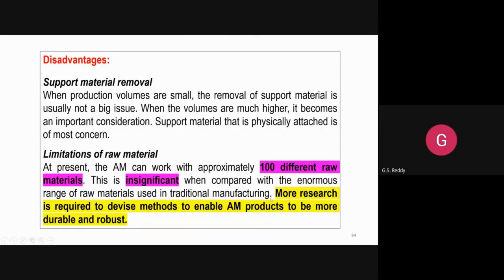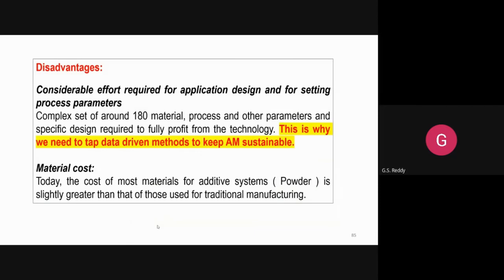So what it means is the challenge is that more research is required to devise methods to enable AM products to be more durable and robust. Try to bring some innovations, so that easier materials, easily existing materials, how we can make use of them has to be researched.